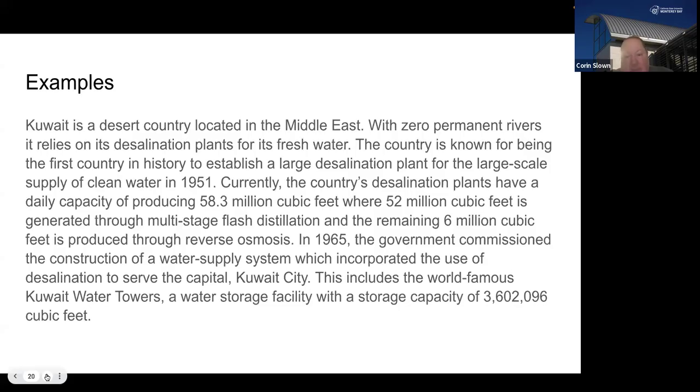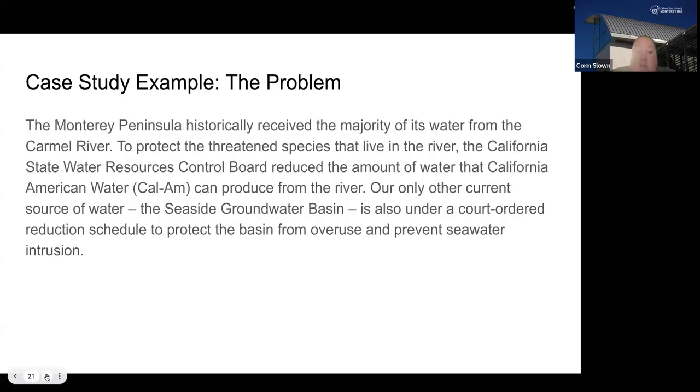And interestingly enough, they have government commissioned water supply system and storage specifically to help address the water needs of their population. So today we're going to spend some time looking at case studies and thinking about how do we analyze water at a specific regional location. So the case study example that I'm going to share today is Monterey Peninsula.